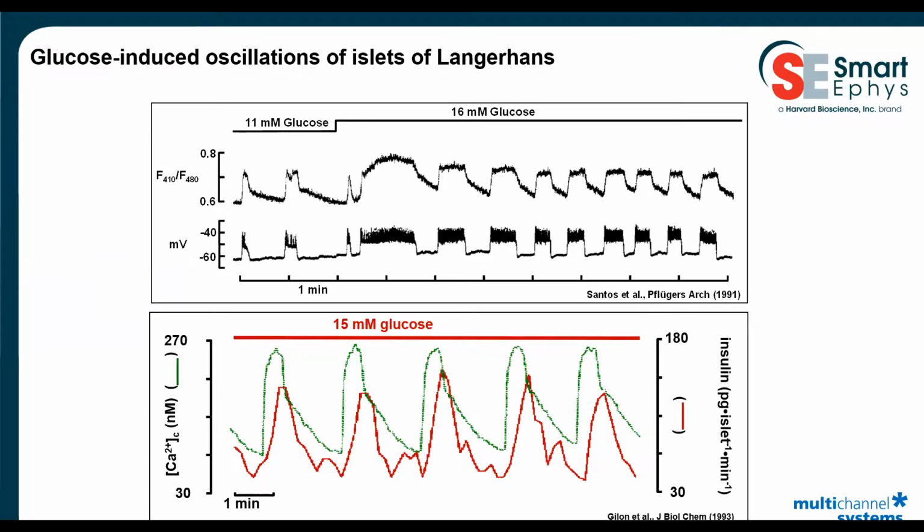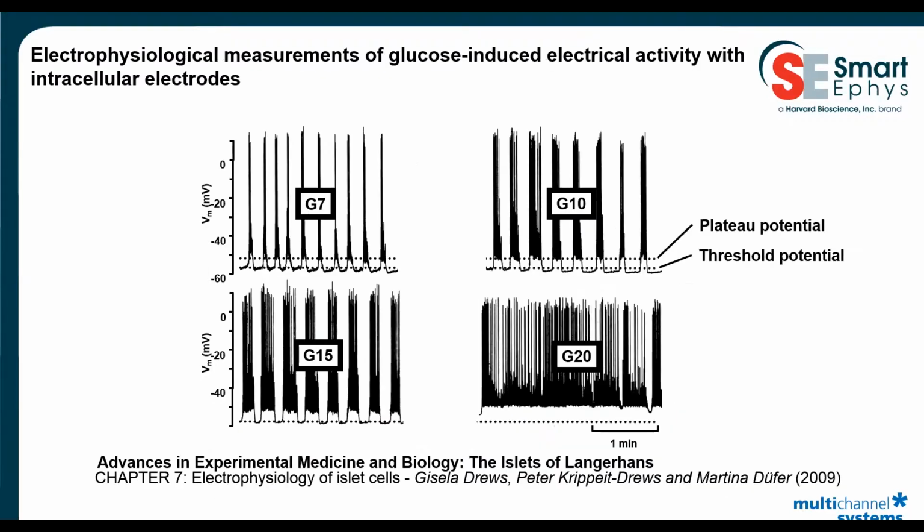So oscillations are very important, and I want to show you this slide where you can see electrophysiological recordings with intracellular electrodes from my former working group, and they show activity in different glucose concentrations: 7, 10, 15 and 20 millimolar glucose. And you can nicely see oscillatory activity in these cells. I show you this slide because everybody who ever did such recordings knows how difficult it is to record with intracellular electrodes. So one recording a day is already a good result.